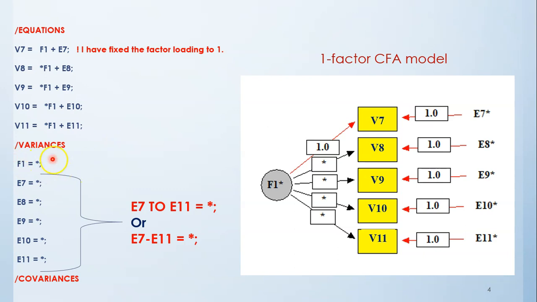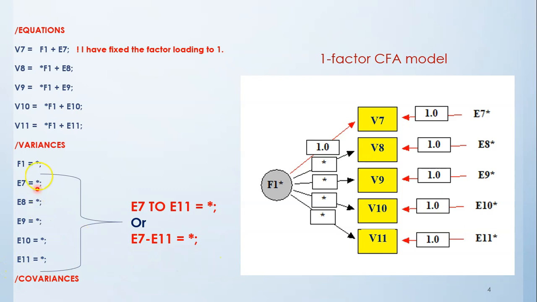Okay, with respect to the variances, as you can see, all of the variances in this model, including the variances of the error terms as well as the variance of the factor, are free parameters to be estimated. That's why you can see that in front of each of them there is one asterisk, which means that all of them will be estimated in this model.